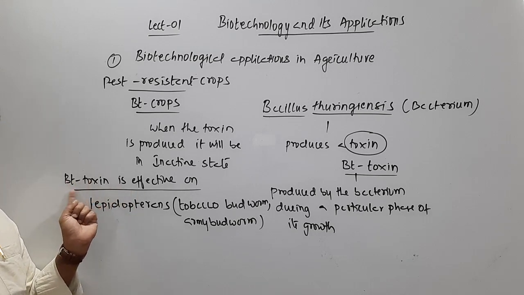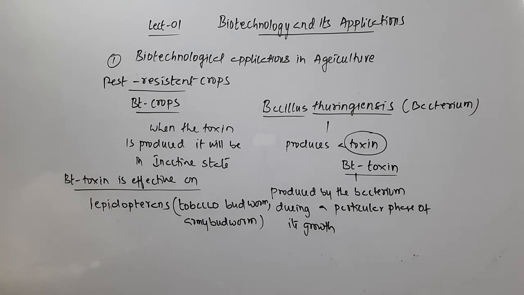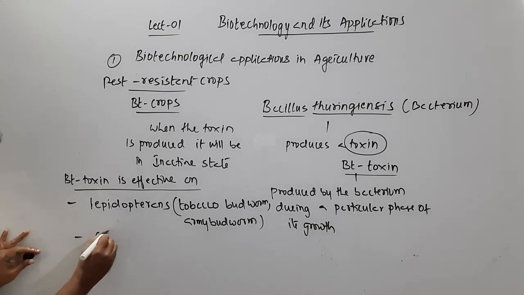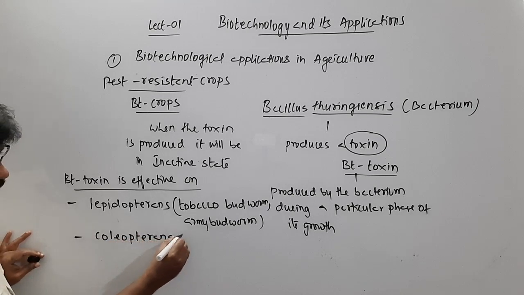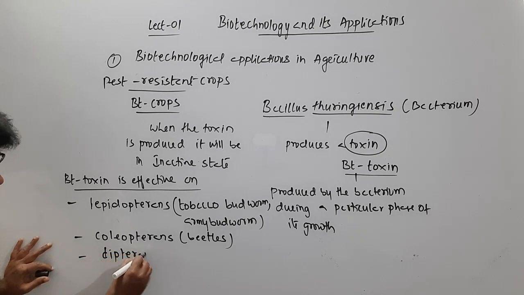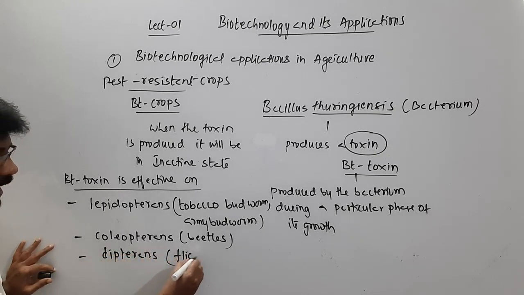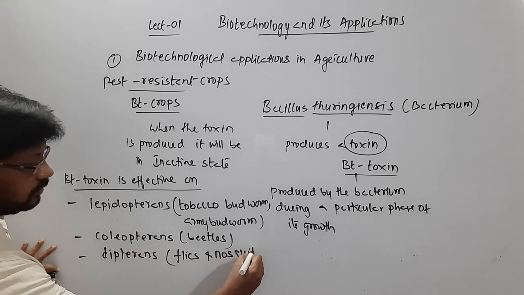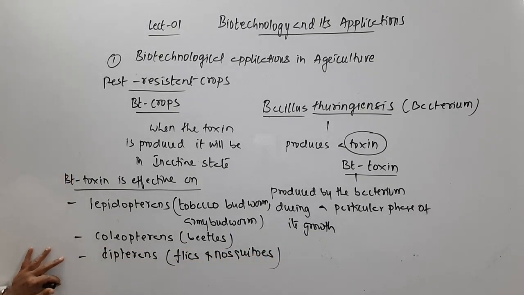So this Bt toxin can kill these insects, and not only them. It can be effective even on the coleopterans, which include beetles, and even on dipterans, which include flies and mosquitoes. So on lepidopterans, coleopterans, and also dipterans, this Bt toxin is very effective.